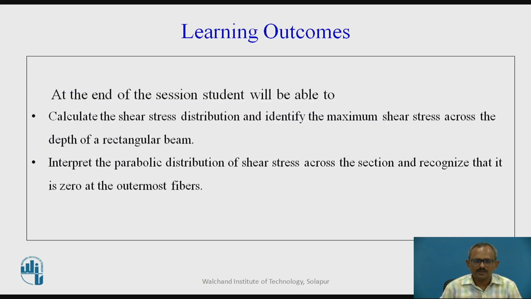Learning outcomes: at the end of the session, the student will be able to calculate the shear stress distribution and identify the maximum shear stress across the depth of a rectangular beam. Secondly, interpret the parabolic distribution of the shear stress across the section and recognize that it is 0 at the outermost fibers.